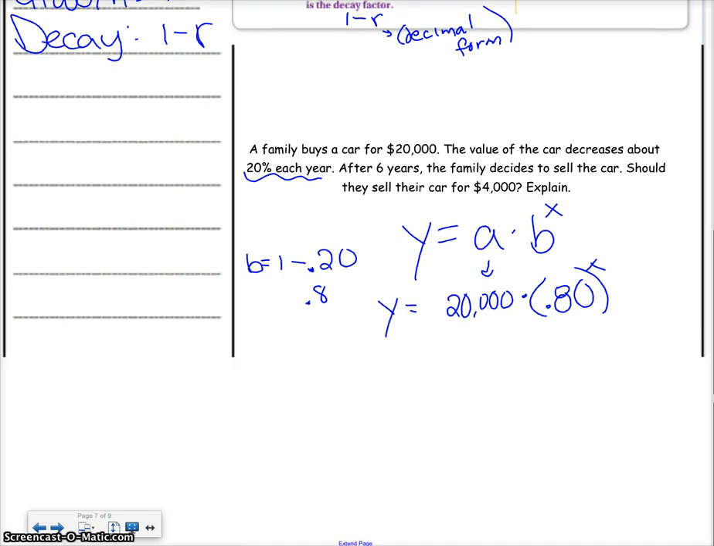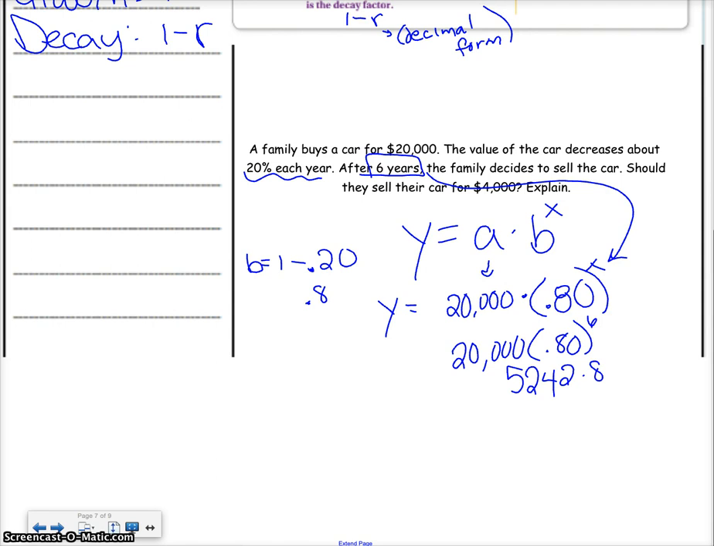Okay, so now I just plug it in to see what happens after 6 years. So 20,000 times 0.80 to the 6. I want to see how much the car is worth and see if they sell it for $4,000, whether they should be making some kind of profit or breaking even. So we want to make sure that it's worth that much. So 20,000 times 0.80 to the 6th power is 5242.88. Do you think they should sell their car for $4,000?